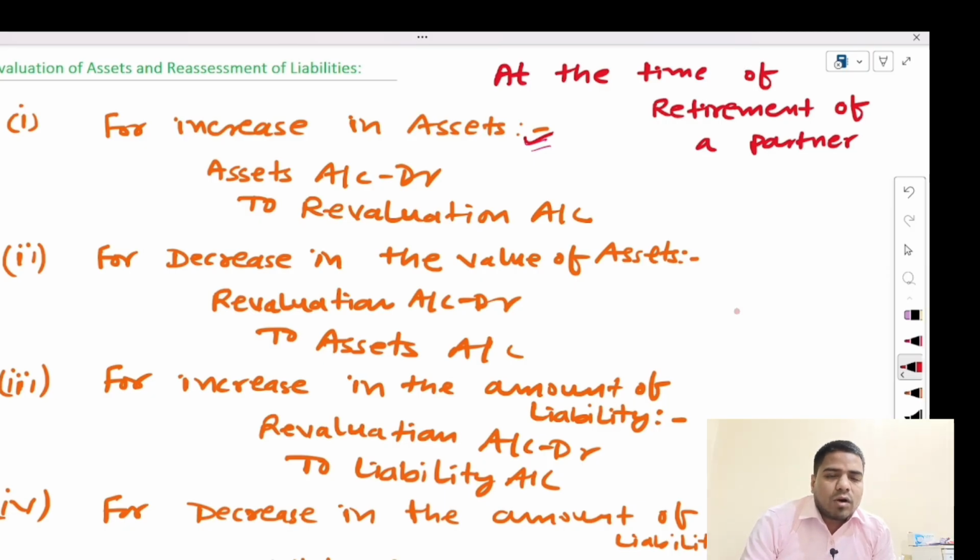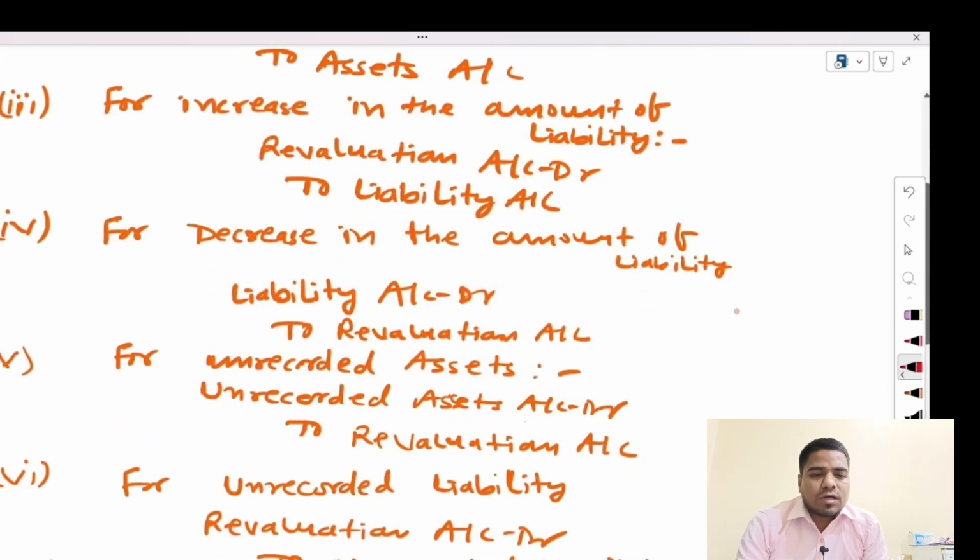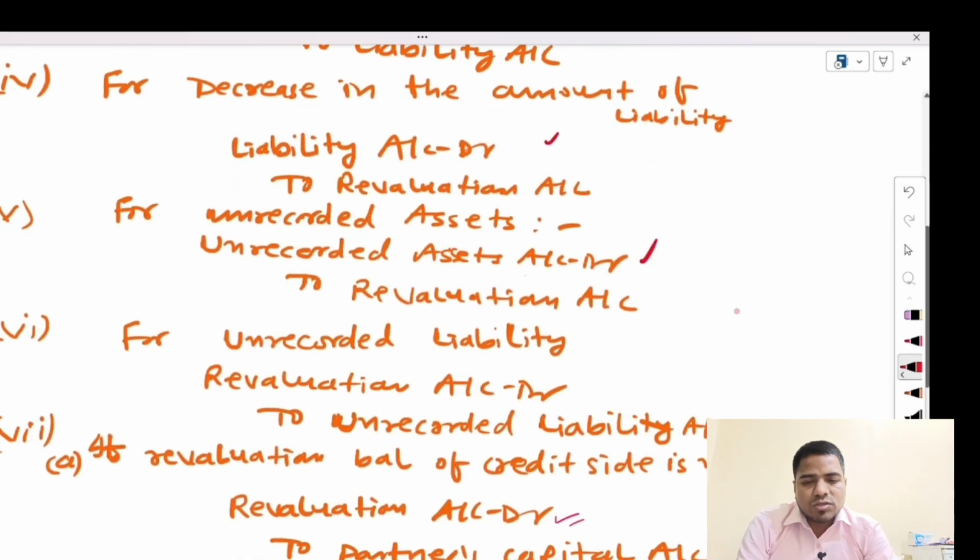For increase in the amount of liability, the liability account will be credited, revaluation account debit to liability account. For decrease in the amount of liability, the entry will be liability account debit to revaluation account. If there is any unrecorded asset, then we will record this one also, unrecorded asset account debit to revaluation account. If there is any unrecorded liability mentioned in the question, then we will record this one also and make a general entry, revaluation account debit to unrecorded liability account.